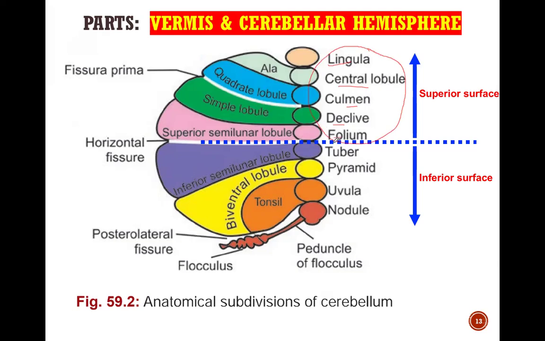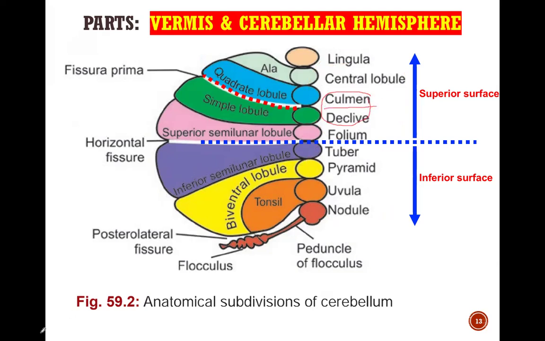And in the inferior surface, there is a tuber, pyramid, uvula, and nodule. So these are the four structures present in the inferior surface, and five structures present in the superior surface. Now, the primary fissure is present between the culmen and declive. Please remember this is also an important thing.